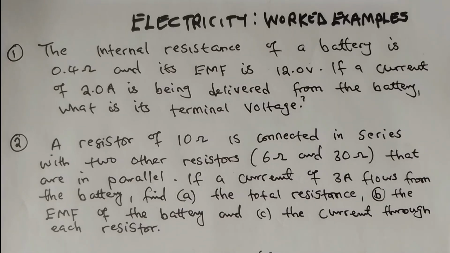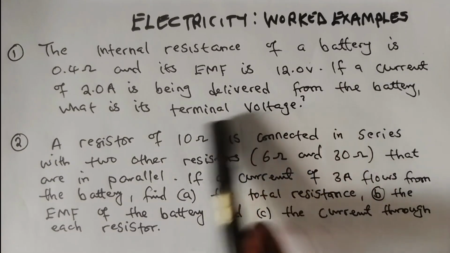The first question says the internal resistance of a battery is 0.4 ohms and its EMF, that is electromotive force, is 12.0 or just 12 volts. If a current of 2.0 or just 2 amps is being delivered from the battery, what is the terminal voltage?